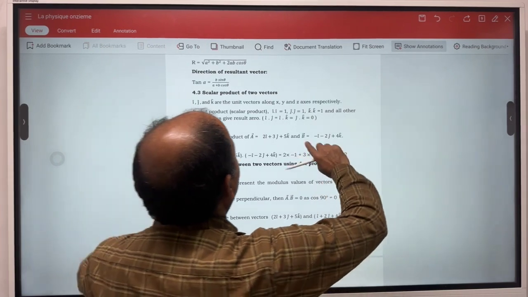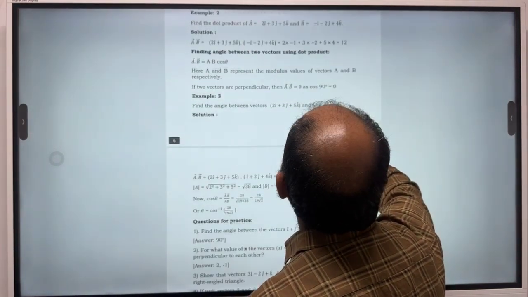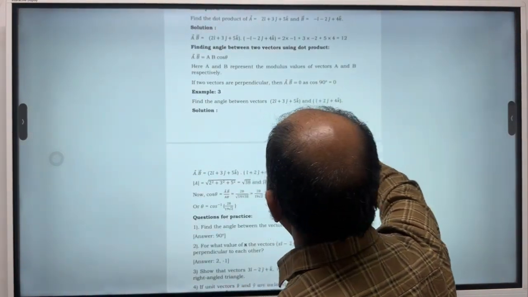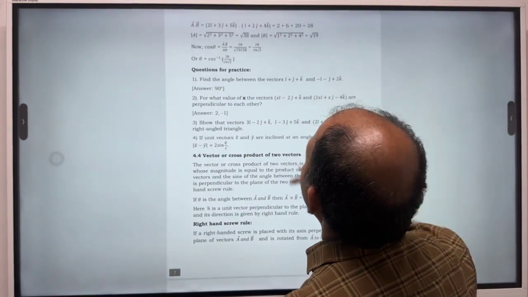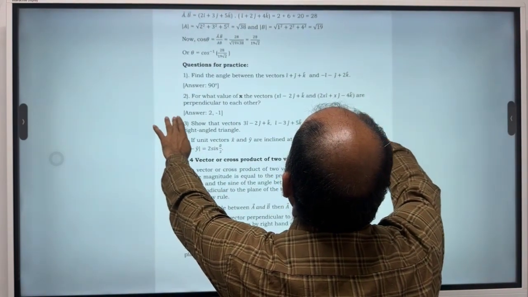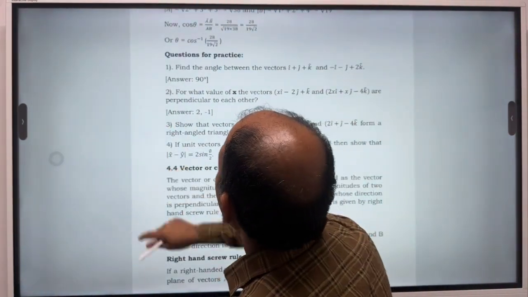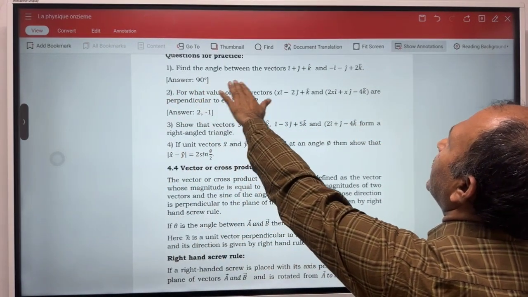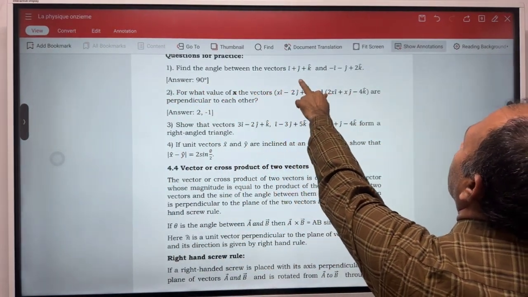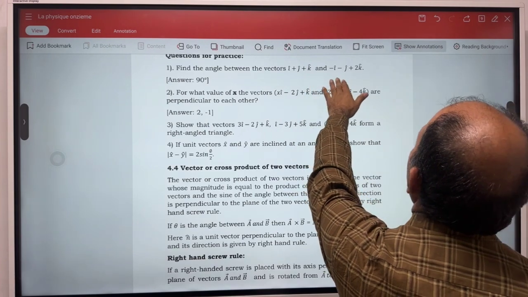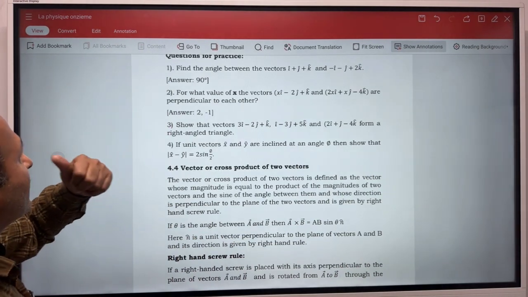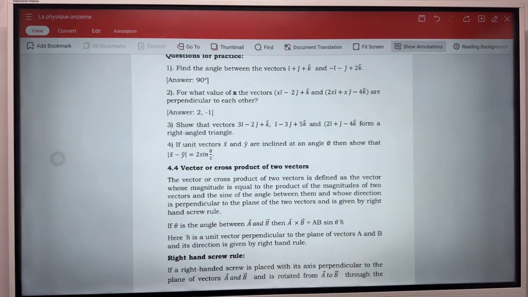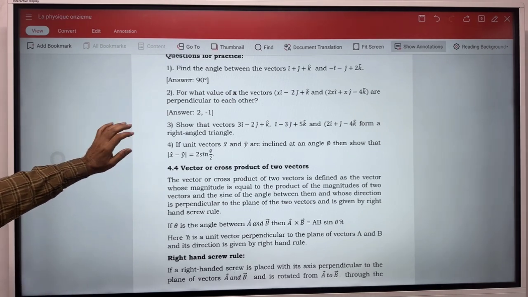Now let's see some more concepts. Here, find the angle between vectors. This you can do, the same concept I have used. Now there are certain questions. Here I am making the screen a little bigger so that you can easily understand. Okay, you can see the question. Find the angle between the vectors i plus j plus k and minus i minus j plus 2k. The answer is coming to be 90 degrees. It means their dot product must be 0. You can verify. I am not doing that question.